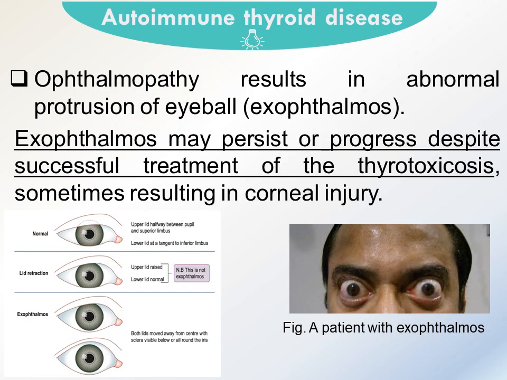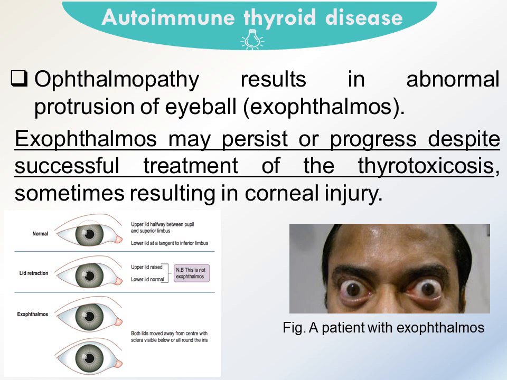The other clinical manifestation of Graves' disease is ophthalmopathy, resulting in abnormal protrusion of the eyeball. This is called exophthalmos. The exophthalmos may persist or progress despite successful treatment of thyrotoxicosis, sometimes resulting in corneal injury.